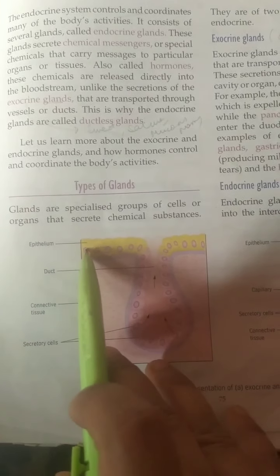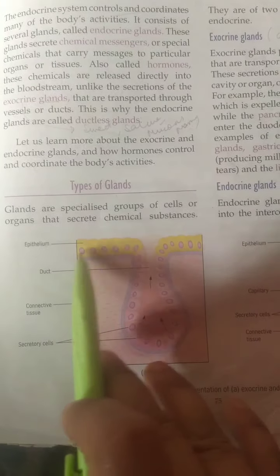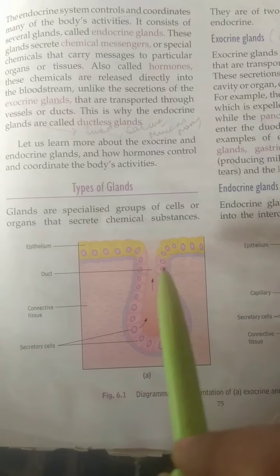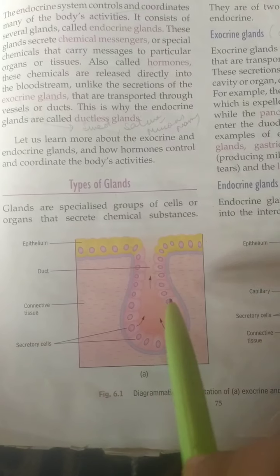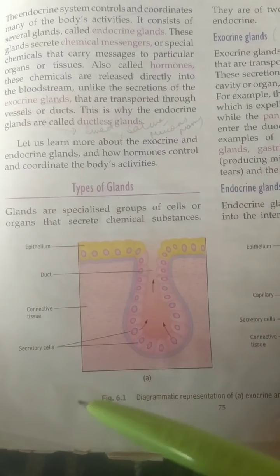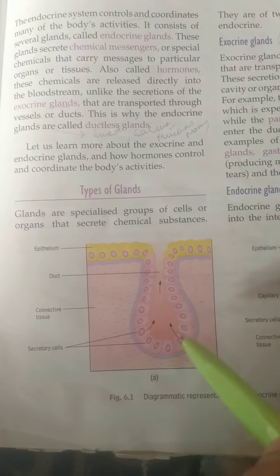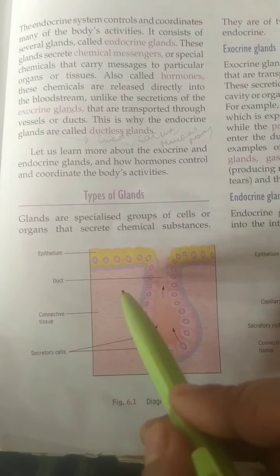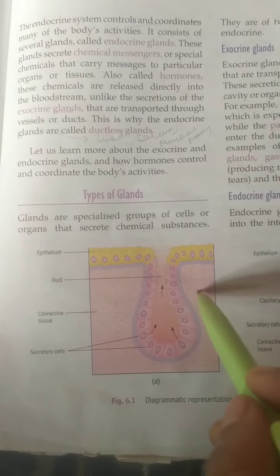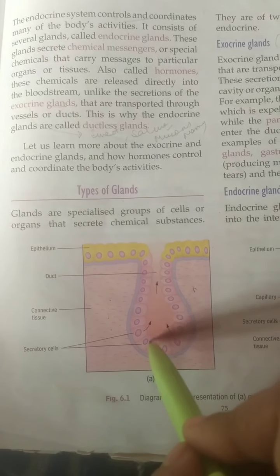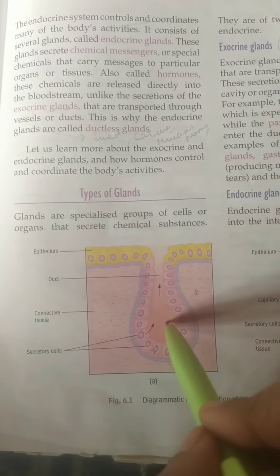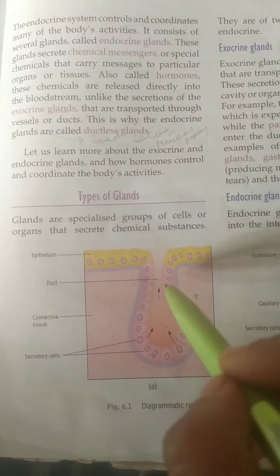In the diagram you can see this yellow layer. It is the epithelium or the topmost layer of the skin. These are the ducts, because we know that exocrine glands are the glands which have ducts or sac-like structures. So these are the ducts, these are the cells, and these are the connective tissue. These are the secreting cells from where secretions or chemical substances come out and are secreted inside the duct. From this duct it is released out.